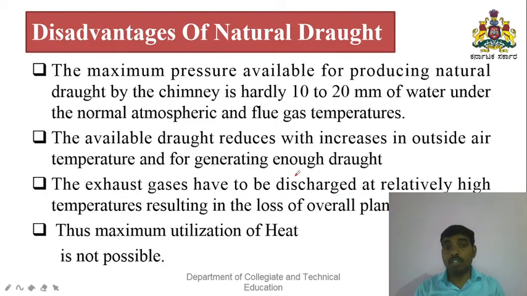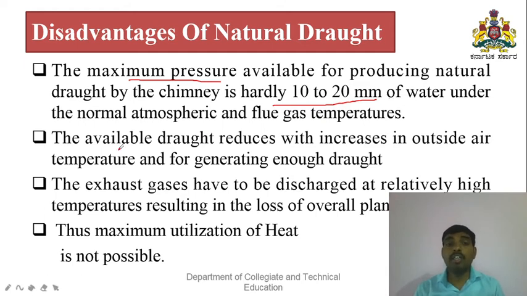Coming to the disadvantages of a natural draught system, there are some. The maximum pressure available for producing natural draught by the chimney is hardly 10 to 20 mm of water. So we can expect natural draught only in a very limited way. For larger applications, this draught is not used. It is used for limited applications and small capacity boilers, where only a limited combustion process occurs. For that purpose only, natural draughts are used.